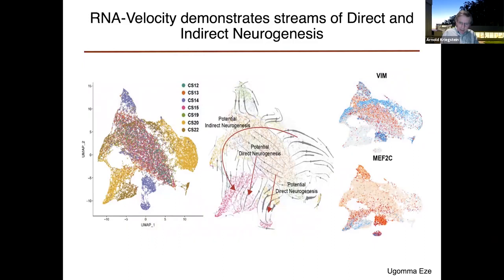And taking this data set, Ugoma Eze, an MD PhD student in the lab, applied RNA velocity to look at lineage relationships. And she found evidence for both direct neurogenesis, going from neuroepithelial cells or radial glia directly into neurons, as well as indirect neurogenesis through the intermediate progenitors, which start to be developed even at these early stages. And this is consistent with what people think in the mouse, that direct neurogenesis may occur much more often in early populations than in later ones.